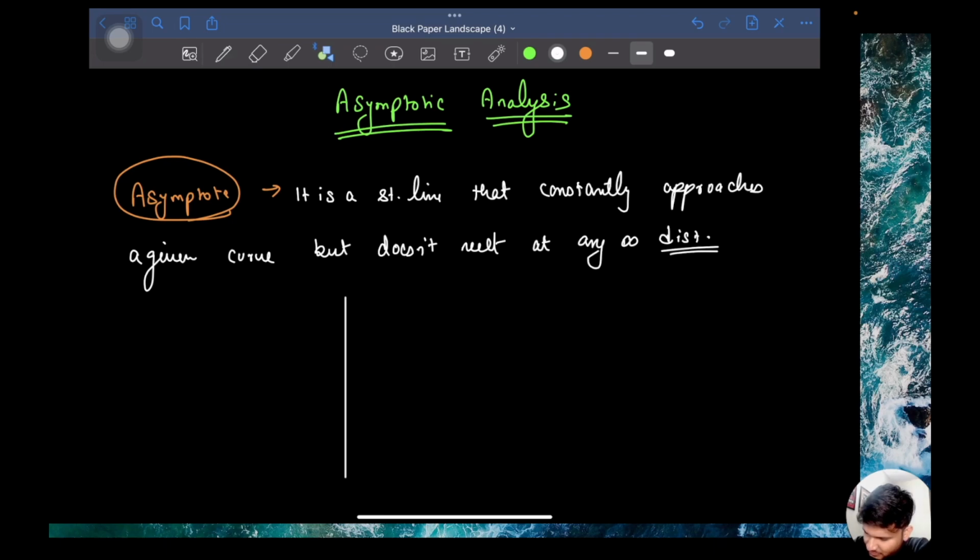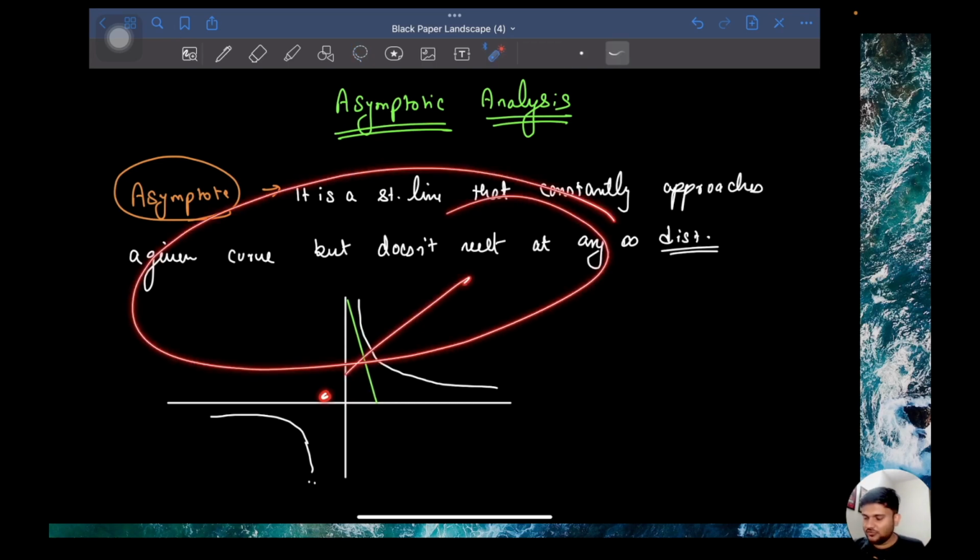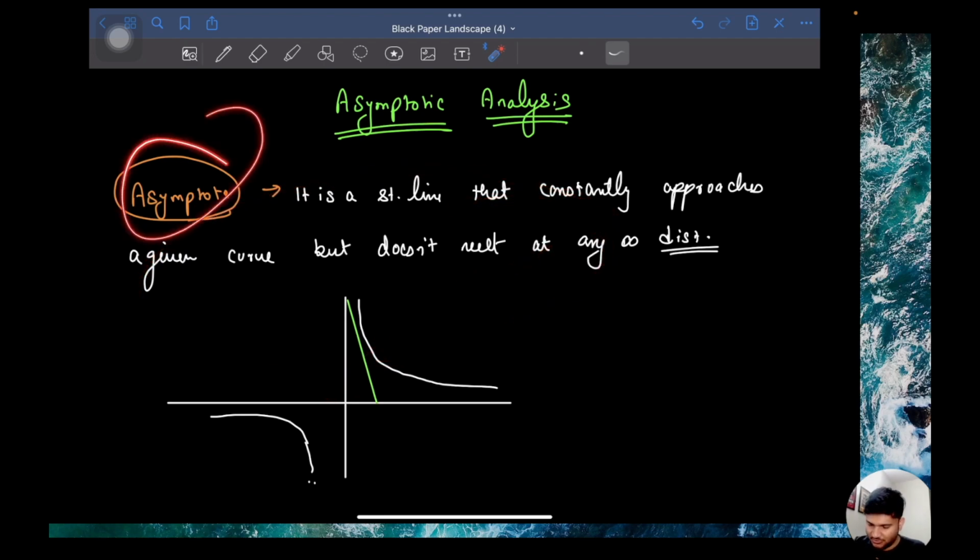So let's say you have a curve like this, then maybe this can be some asymptote that's never going to meet the curve at some value infinity. Let me just shift it somewhere here. Something like this is an asymptote. Although it doesn't make a lot of difference if you don't even know about asymptotes.